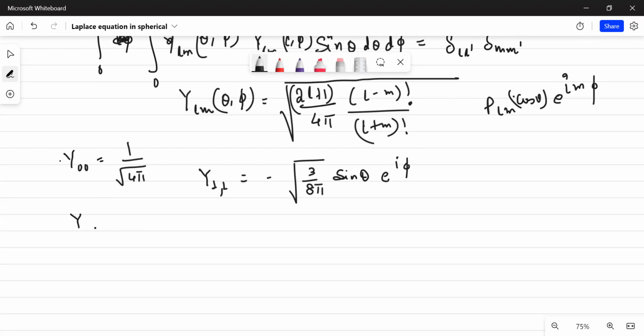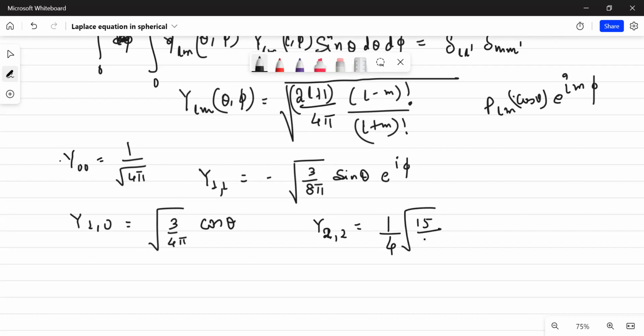And if I'm writing 1, 0, I think there would be no such term in phi here. So at least this is easier to remember. And Y22, write it down once. Y22 is given by, I think, 1 over 4.